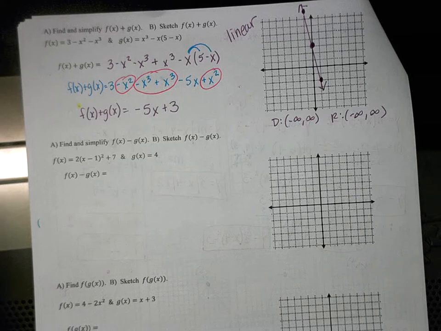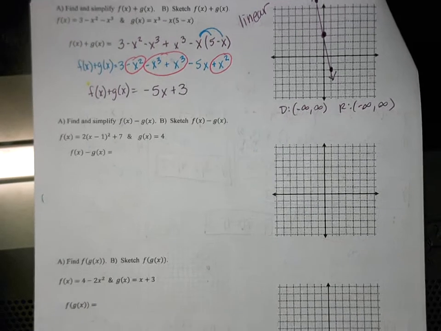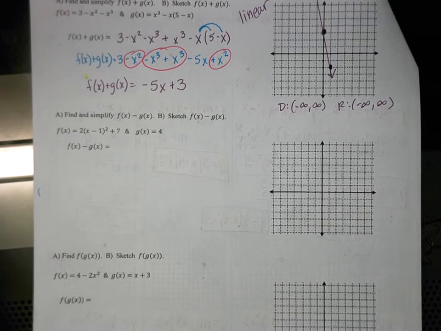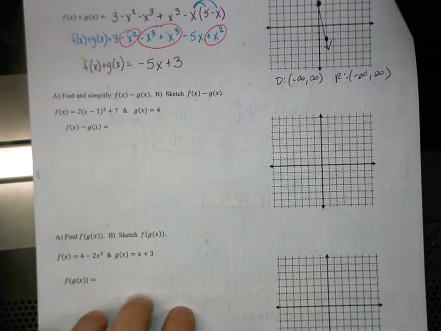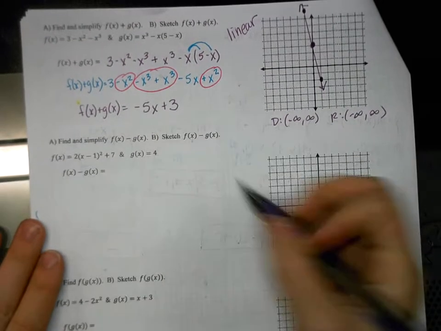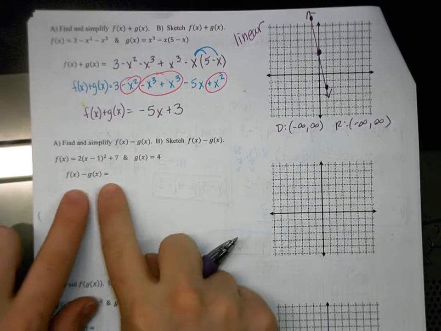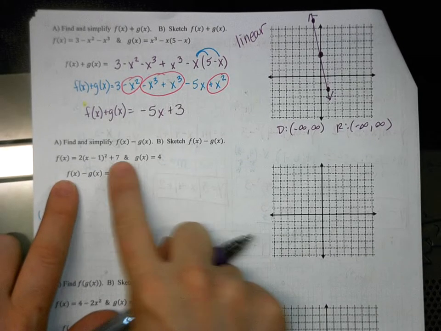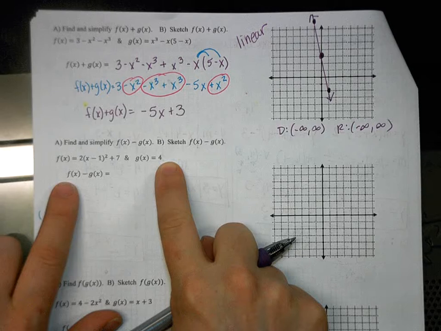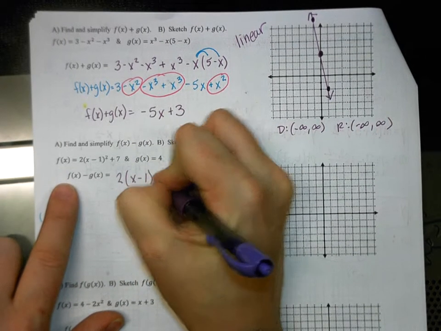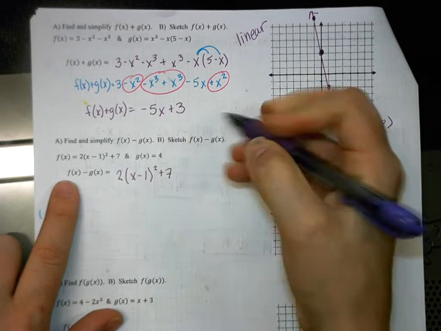Okay, so we have two more. We're going to do the second one together. Then you're going to do the third one on your own, but we're going to set it up together so you'll see what that looks like. So for the second one, we're going to subtract f of x minus g of x. Now my g of x is just 4, so we're only going to subtract 4 from the end of this equation. I'm just going to subtract 4.